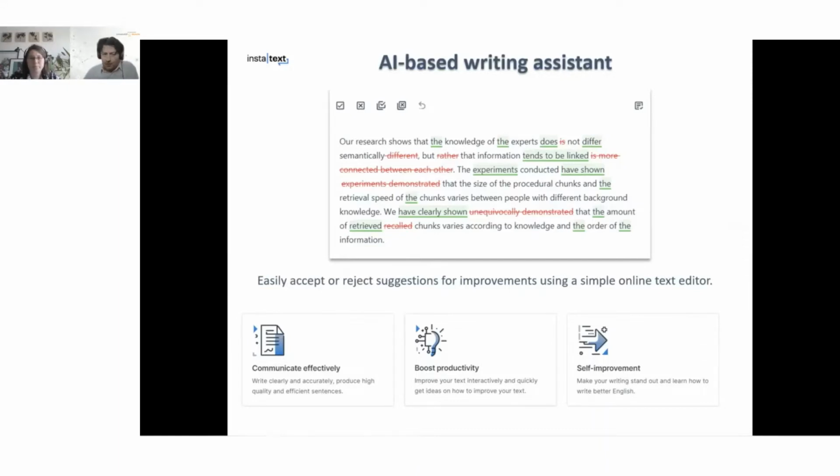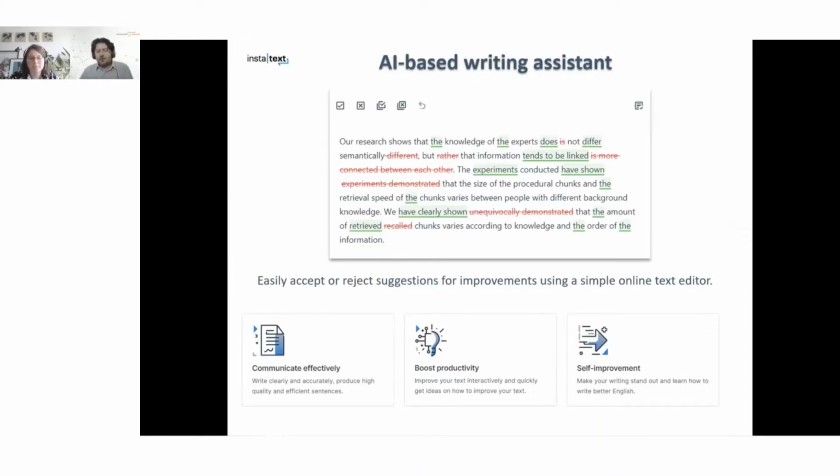So here I can draw your attention to the second and the third row. It's more connected between each other. This is typical non-native speaker English. Sometimes you're writing and you feel it just doesn't sound English, but if you don't find a solution in 5 to maybe 15 seconds, you move on and it stays there forever. Because no Grammarly, no proofreader would ever correct such things. But InstaText would correct this to is strongly interconnected, or in this particular case, tends to be linked.